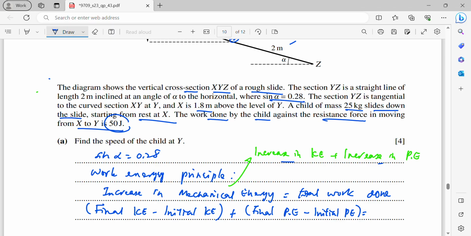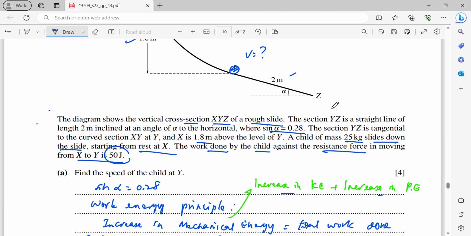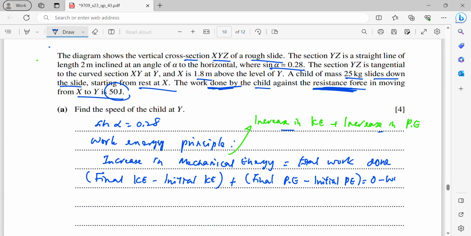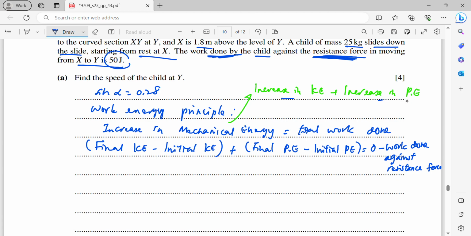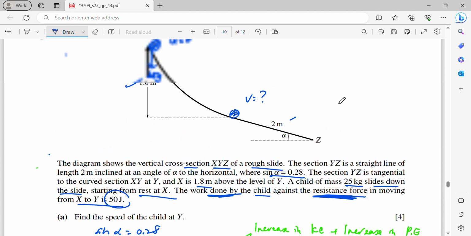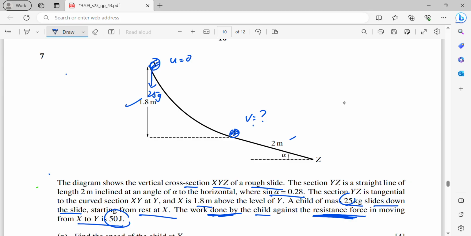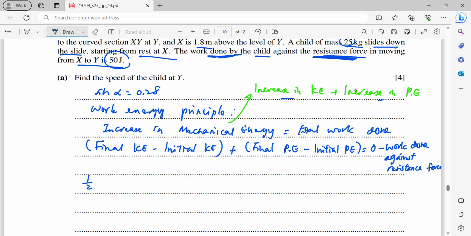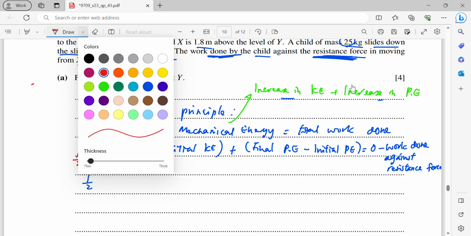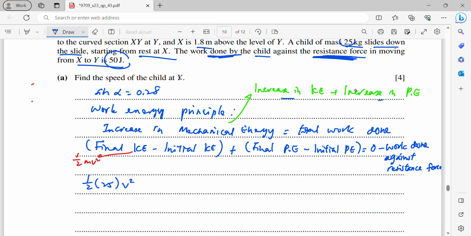Okay, so here we don't have the work done to speed up, but we have the work done to slow down, which is the work done against the resistance force. So it will be 0 minus work done against resistance force. Alright, that is our formula. So the final KE, let's say this is v, and remember our m is 25 kg. The kinetic energy formula is half mv squared. So I will get half, m is 25, v is what you need to find here, minus initial kinetic energy, half, m is 25.